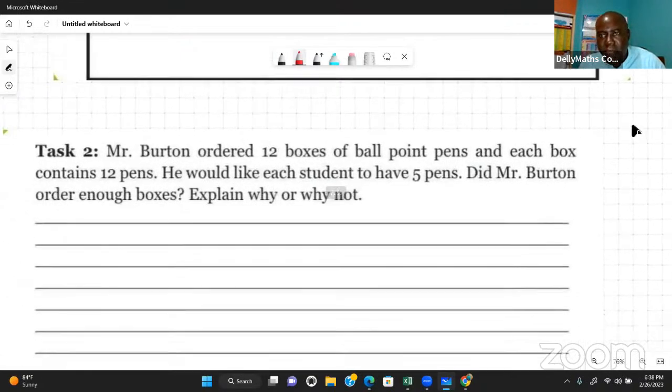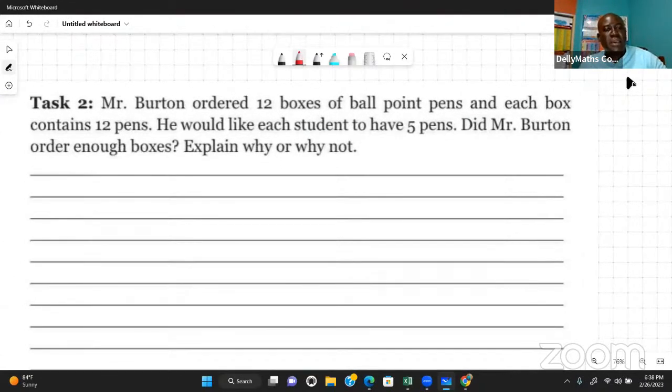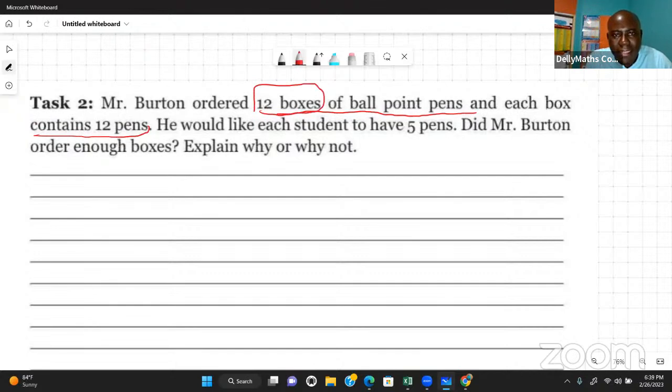Now, let's go again. There's another. It says, Mr. Burton ordered 12 boxes of ballpoint pens, and each box contains 12. So he ordered 12 boxes. You have to highlight the important details. Each box contains 12 pens.